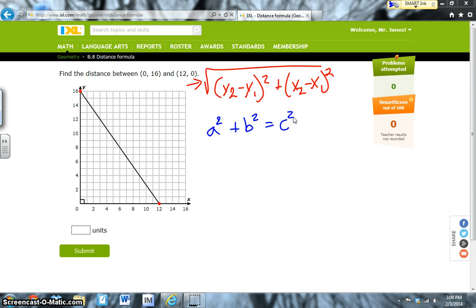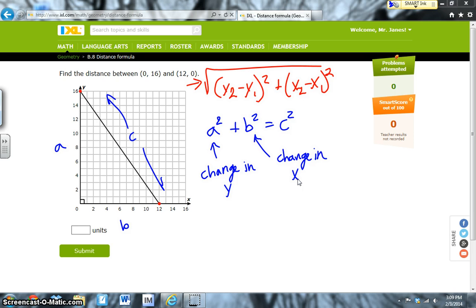And this works if you're given 2 of the sides of a right triangle and you need to find the third. So we're given this triangle right here. This side we'll call A, this side we'll call B, and we'll call this side C. And the distance right here is the same as if we found C. So what's A and what's B? Well, A, for us, is just going to be our change in Y, and B is going to be our change in X. Change in Y, change in X.